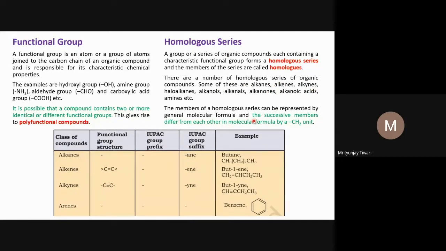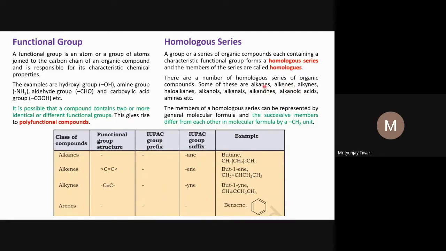There are a number of homologous series of organic compounds, and some of these are alkanes. So alkanes will have one homologous series. You know methane, ethane, propane, butane, pentane. They will all have a difference of one CH2. Keep adding CH2 groups, and you will find different alkanes. Similarly, alkenes, an example is ethene.